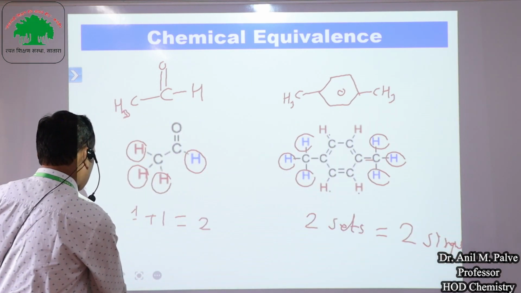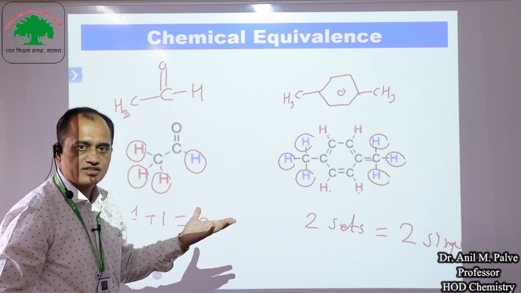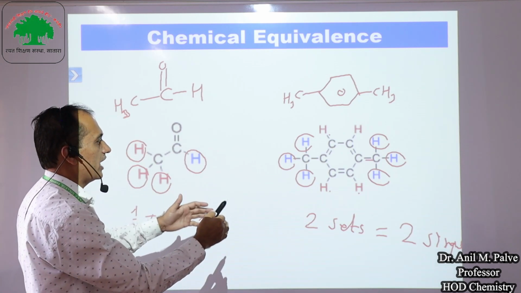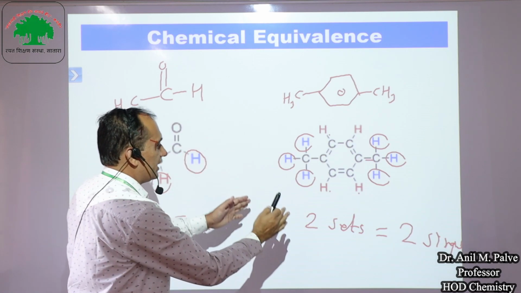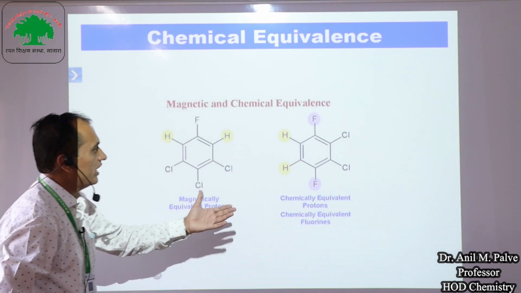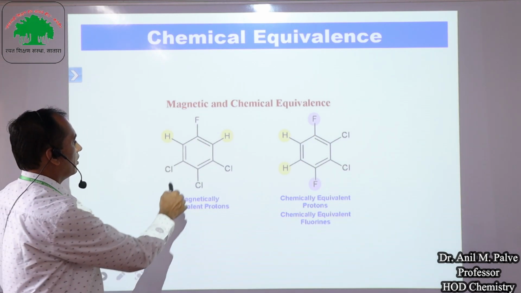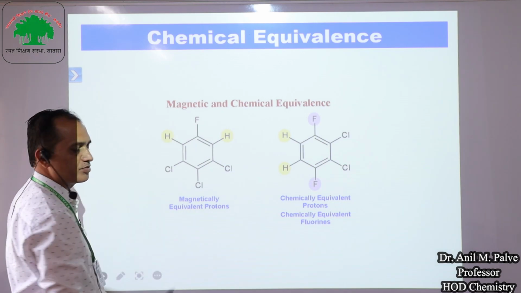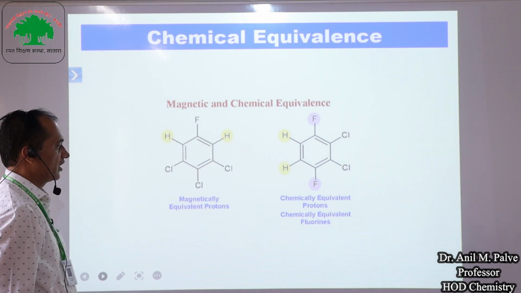So we must try to understand what exactly chemical equivalence of protons is, and according to that we get the number of signals. So 2 sets, 2 NMR signals. Now let us have one example related to magnetic and chemical equivalence. Here on this benzene we have different substituents like fluorine, then chlorine, chlorine and chlorine.